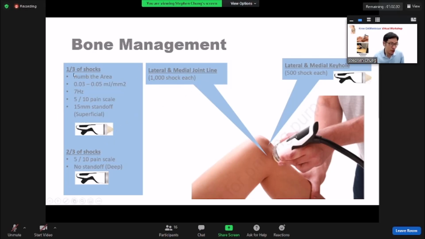Use the first 1/3 of the shocks to numb the area. Start off low, and we can use a hertz of 7. Comparing to the radial pressure shock wave you are using, the focus shock wave can go further down in frequency. It is because of the technology that they are generating the shock wave. So that's why focus shock wave can go further down compared to the radial pressure shock wave.